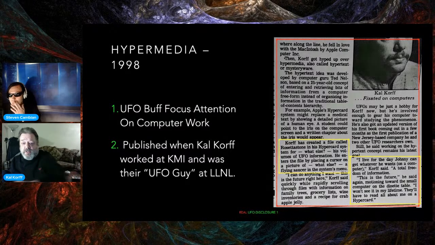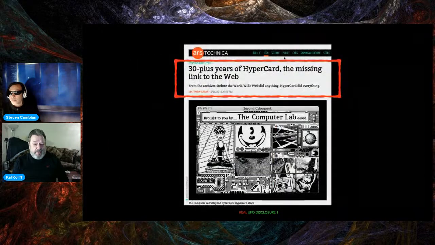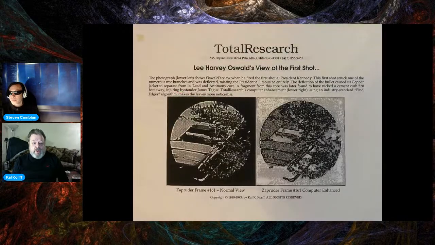This is foundational stuff. Never on the internet from 1998. And I say here, I live for the day Johnny can get whatever he wants on a computer, a total freedom of information. This is the future. He said, motioning towards a small computer on the dinette table. I won't see it in my lifetime. They'll have to read it all about me on a HyperCard. The web didn't exist yet. Okay? So we took this stuff from our computer studies in HyperCard and FileMaker.